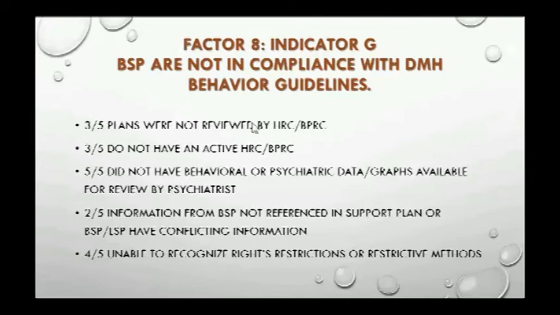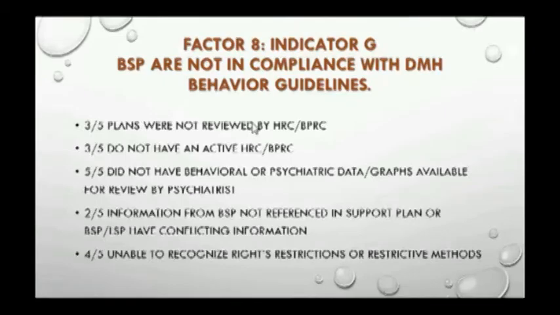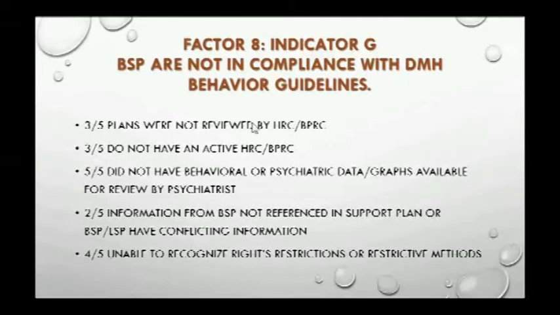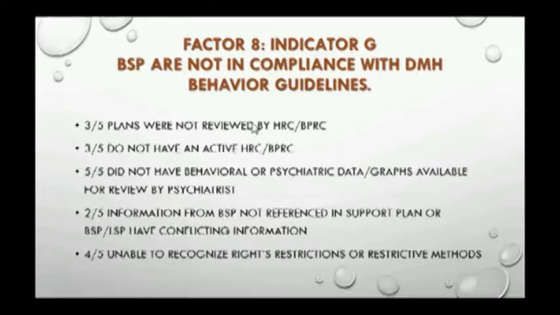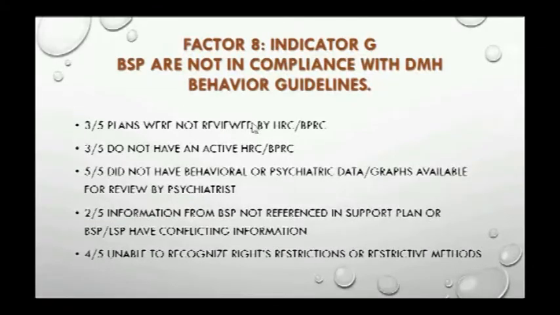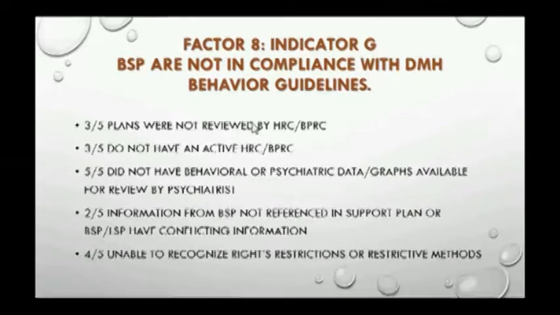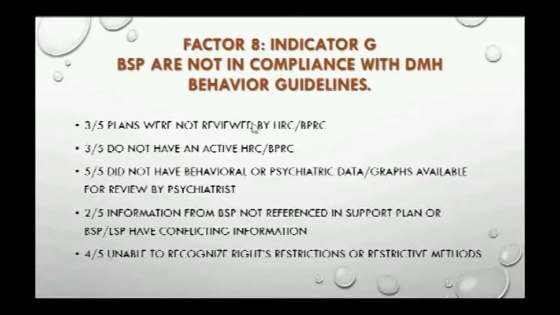2 out of 5 agencies' information from the BSP was not referenced in the support plan, or their BSP and LSP, meaning their support plan, had conflicting information. 4 out of 5 were unable to recognize rights restrictions or restrictive methods. One thing this says is that agencies don't really know what's required to have a behavior support plan. So one thing to do is to know the department's DMH Behavior Services guideline.